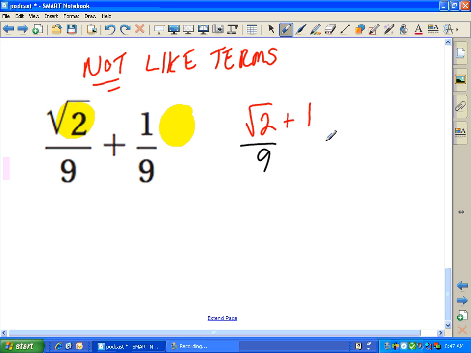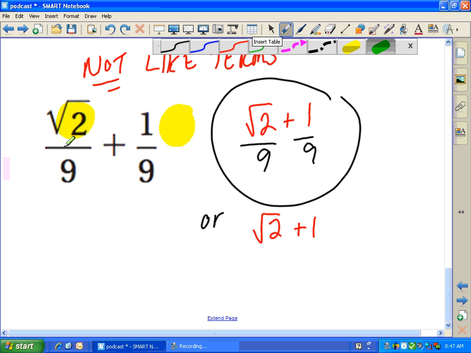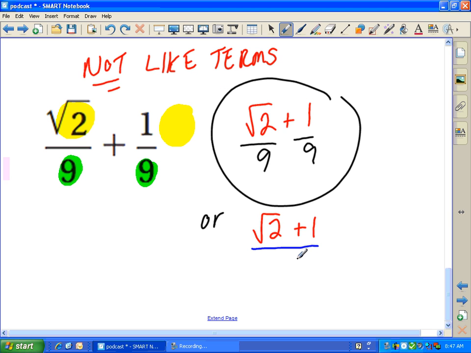My denominator is 9. My denominator is 9. You cannot combine them. They're trying to trick you. The other way you could write the answer, you could say the square root of 2 plus 1. And since both of your denominators are 9, you can just write 1 fraction bar and write 1 9. Because what this really means is the square root of 2 over 9 plus 1 over 9. These are equivalent. This is just the lazy man's way, because you only have to write the 9 once instead of writing it twice.